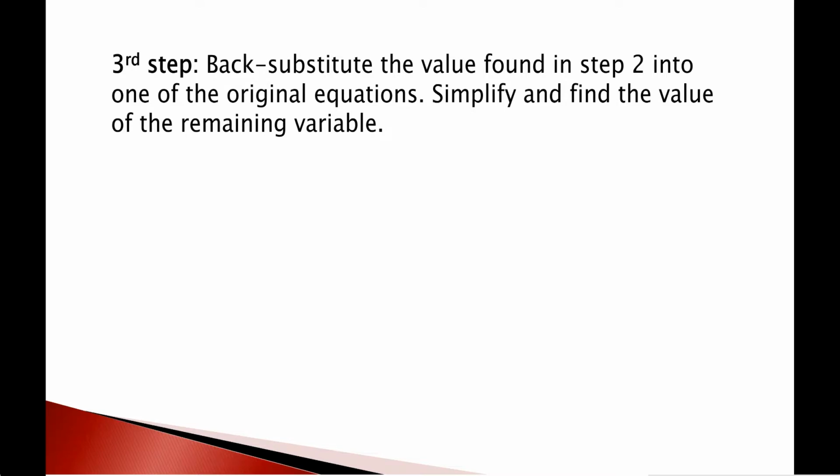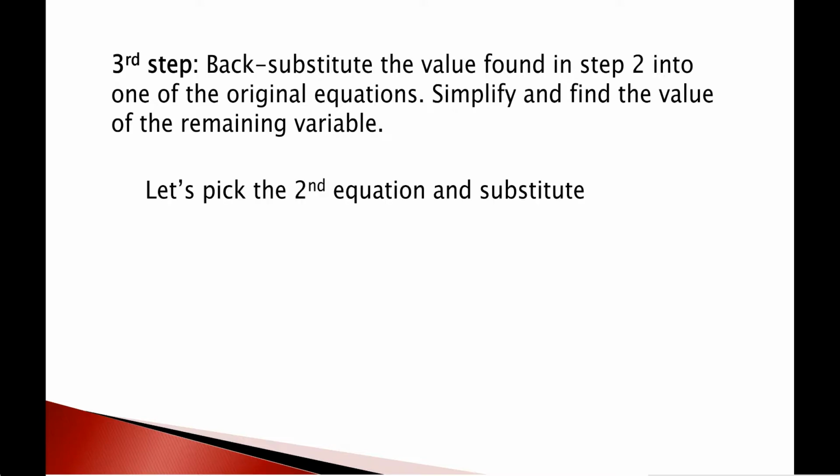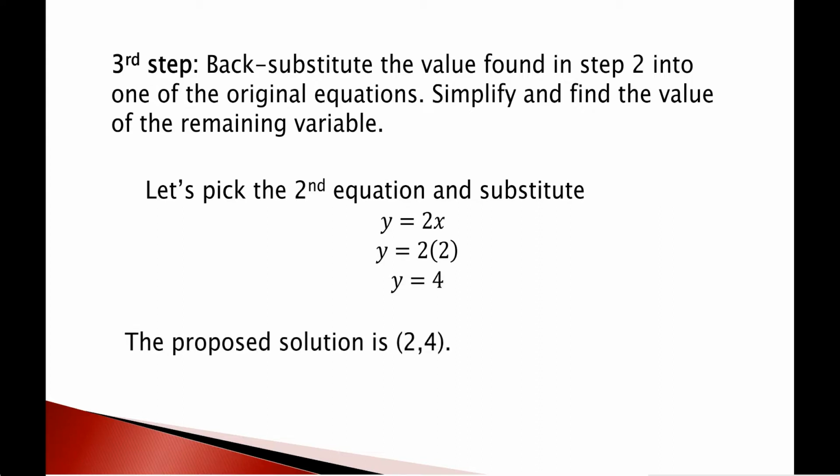In our third step, we are going to back substitute the solution that we found in step 2 into one of the original equations, and then solve for the remaining variable. You can pick any one of the equations from your system. Let's pick the second equation in this case, which is y equal to 2x, and substitute the solution we got for x into this equation. After that, we get that y is equal to 4. So our proposed solution is (2, 4).